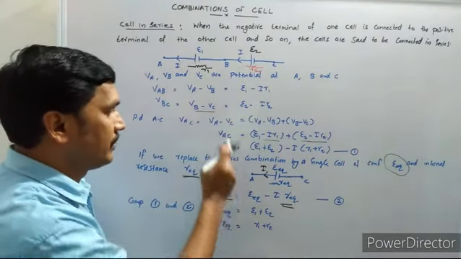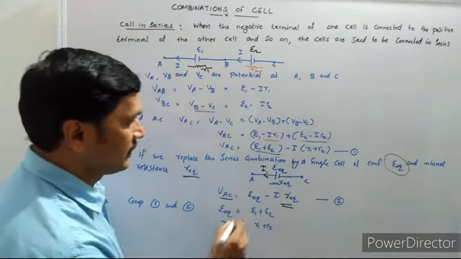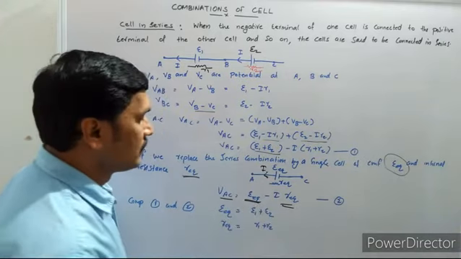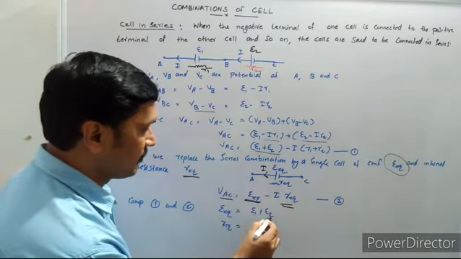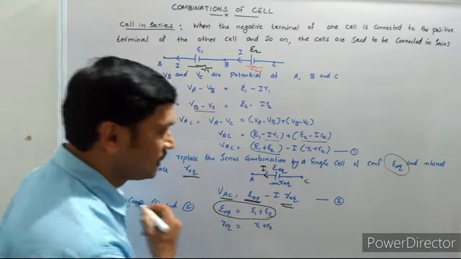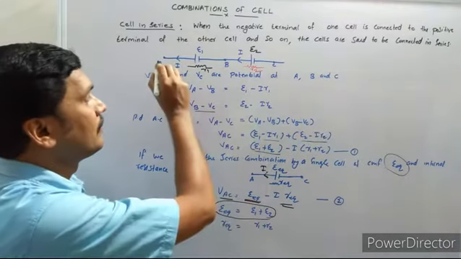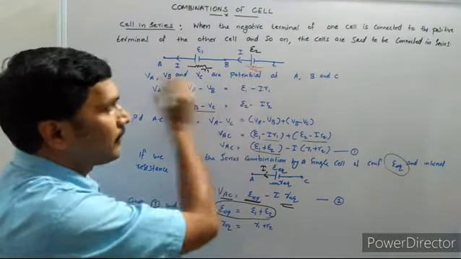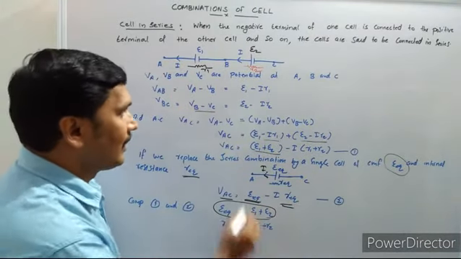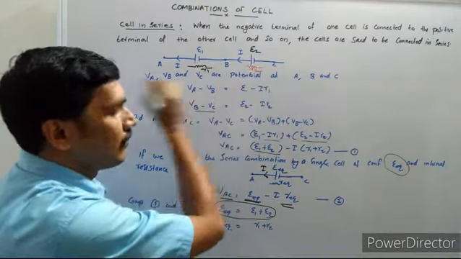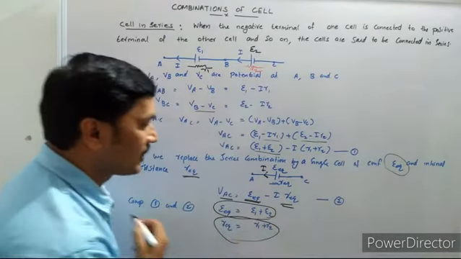So by comparing these two equations, in equation 1 here we have E1 plus E2, and here we have E equivalent. So we can write E equivalent is equal to E1 plus E2. That is the effective EMF of this combination. And R equivalent, that is the effective value of internal resistance of this combination, is equal to R1 plus R2.